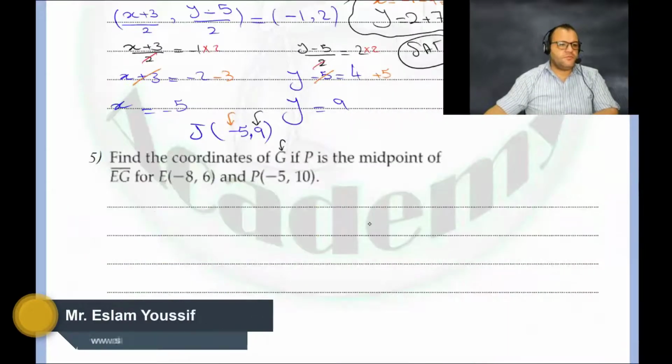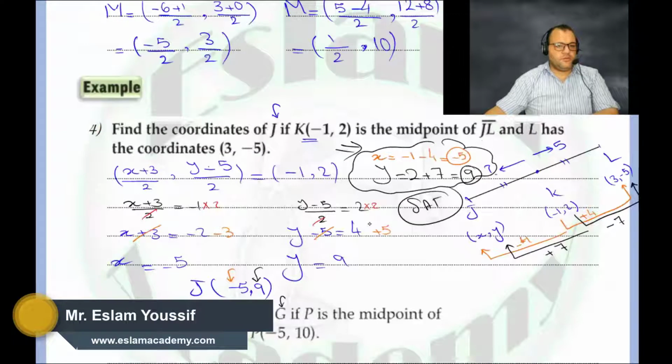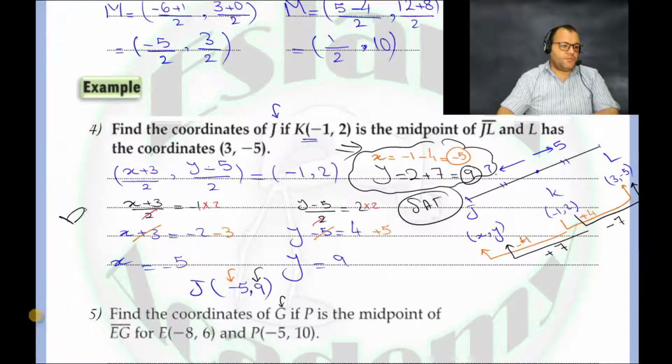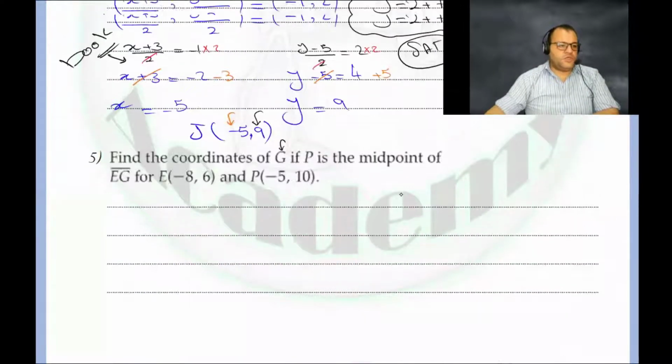Which one is in the book? This one is not written in the book. Can you explain using the SAT way one more time? I will solve it here.